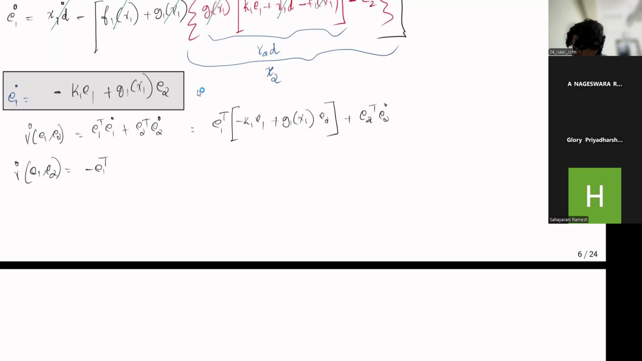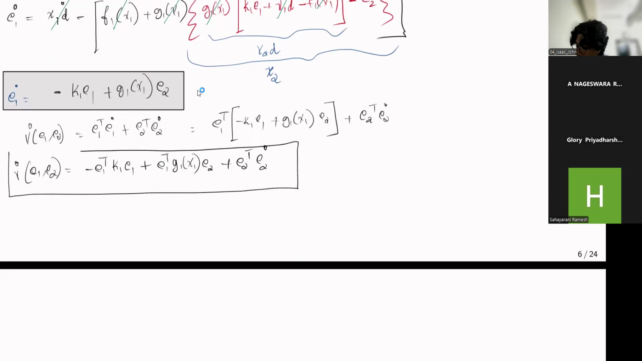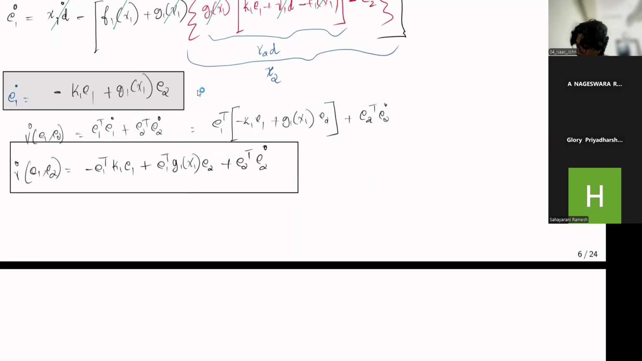So if I expand this out, V dot of E1, E2 would look something like minus E1 transpose K1 E1 plus E1 transpose G1 of X1 E2. Then we also have plus E2 transpose E2 dot. Now this is the updated equation of V dot.